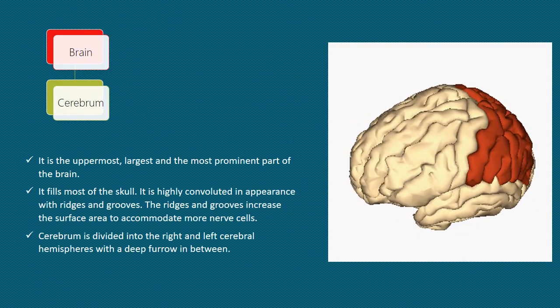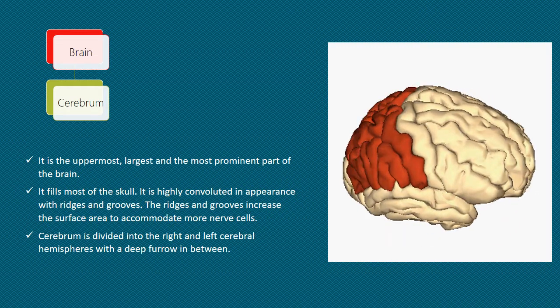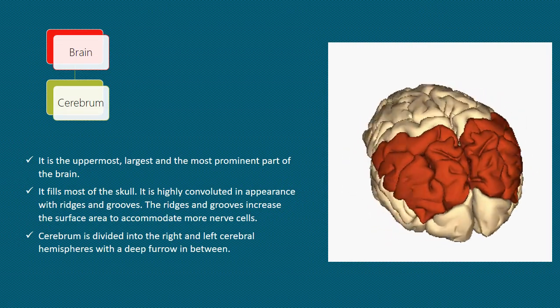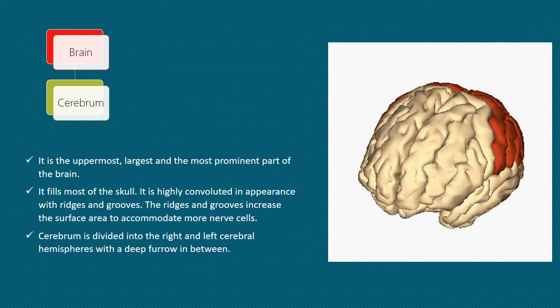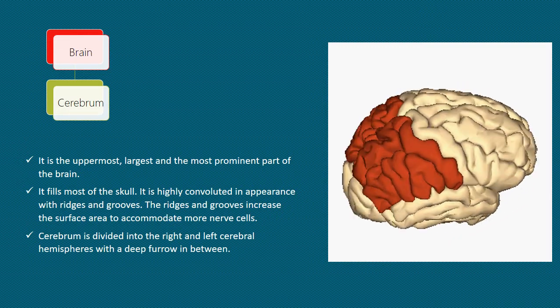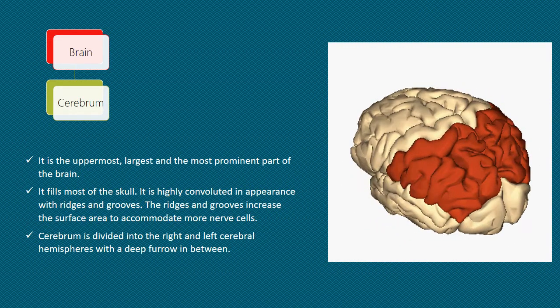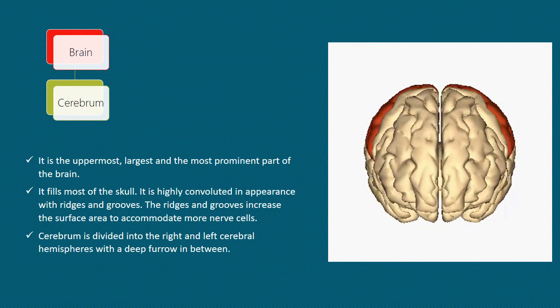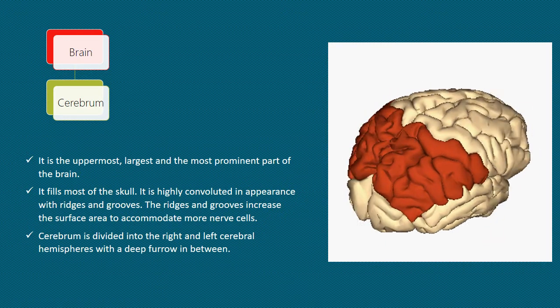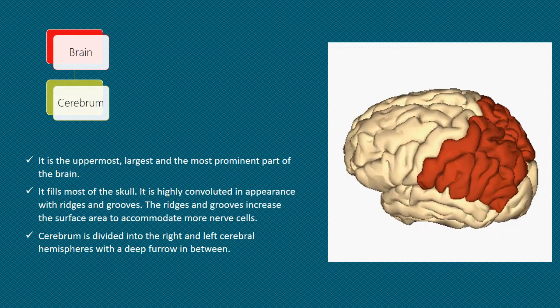Next brain region is cerebrum. It is the uppermost, largest and the most prominent part of the brain. It fills most of the skull. It is highly convoluted in appearance with ridges and grooves. The ridges and grooves increase the surface area to accommodate more nerve cells.